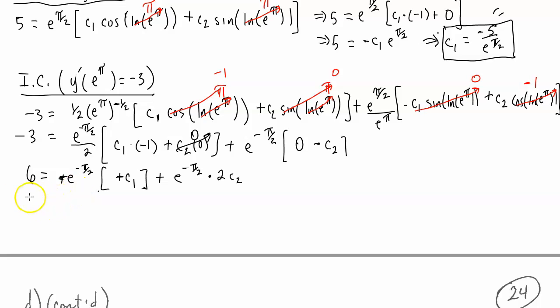And so now at this point, since we have common factors of e raised to the negative pi over 2, I will go ahead and factor that out. And what we have left inside of here is c1 plus 2c2.